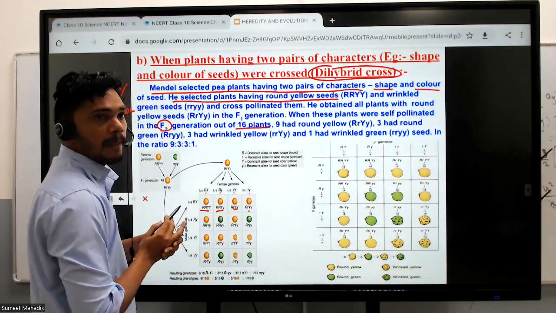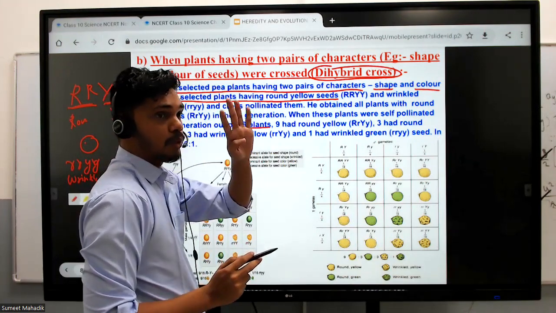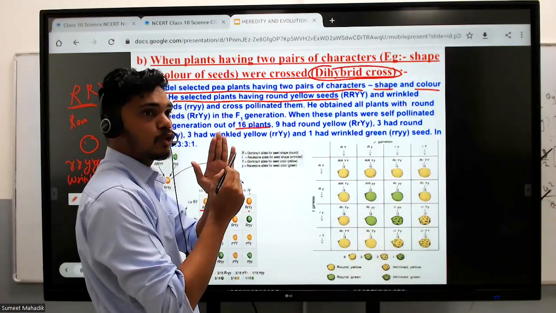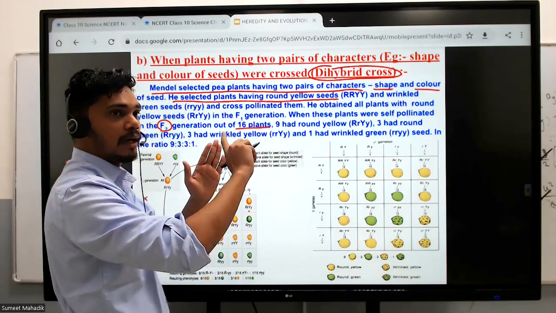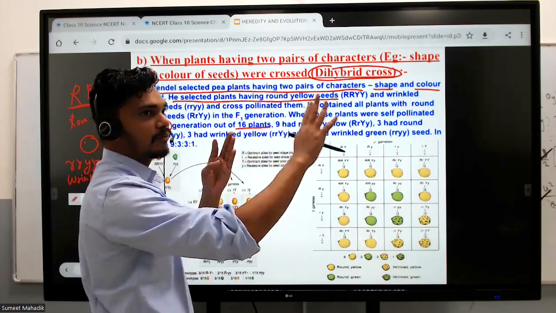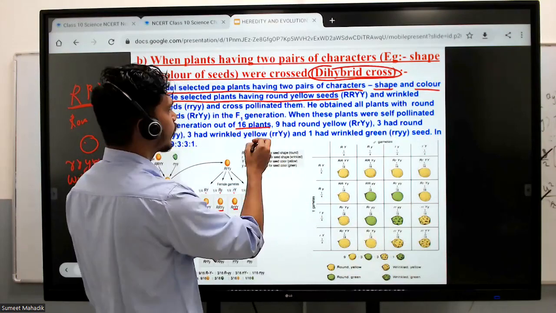How many are we getting? When we take a monohybrid, we get a 1:2:1 ratio. 1 for tallness, pure tall will be there. 2 for heterozygous tall. And 1 for dwarf. If you take a dihybrid, you get a 16 combination.